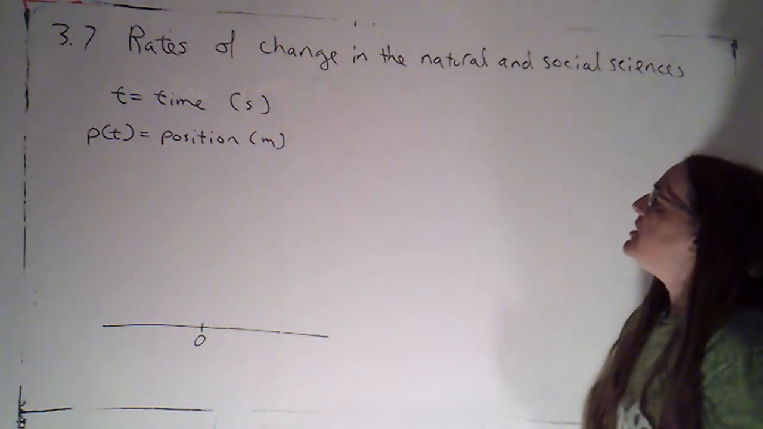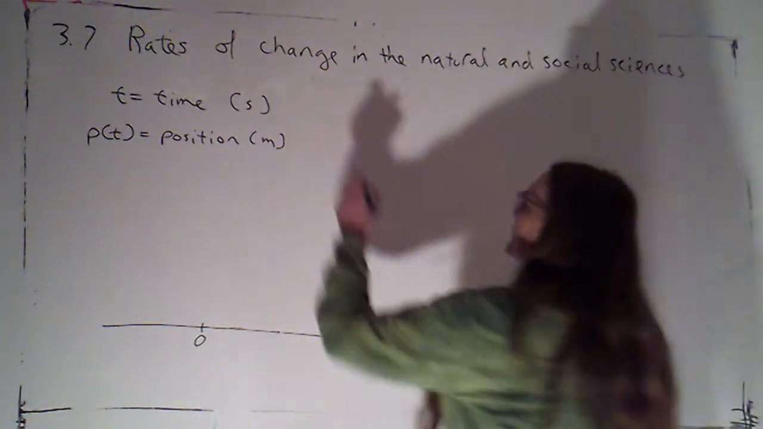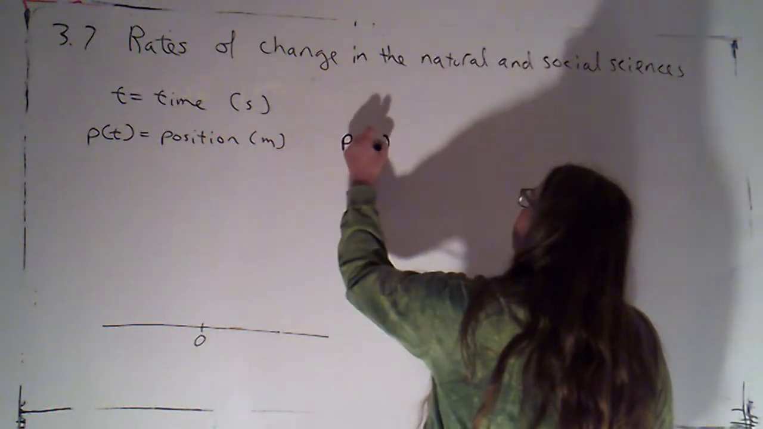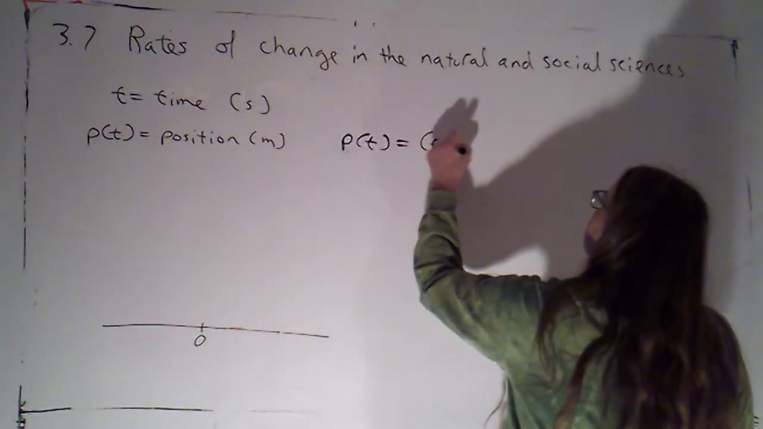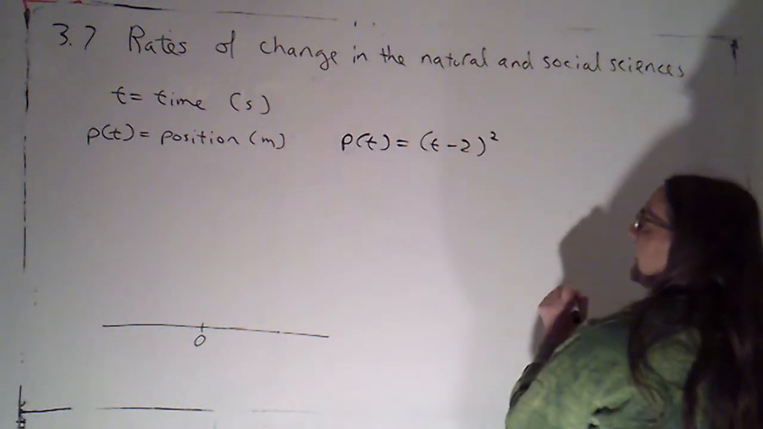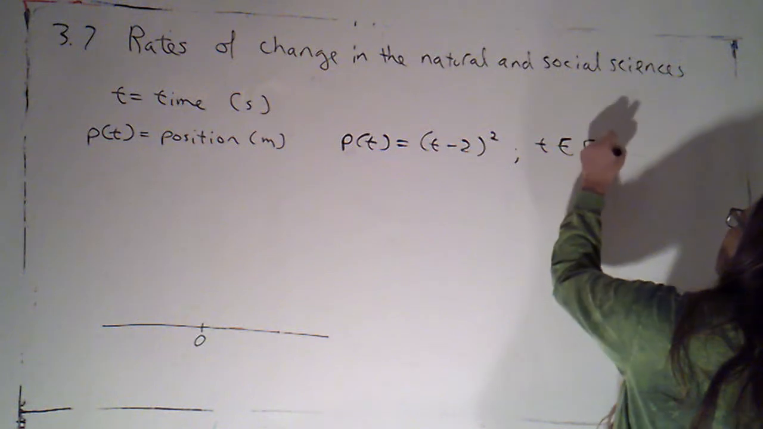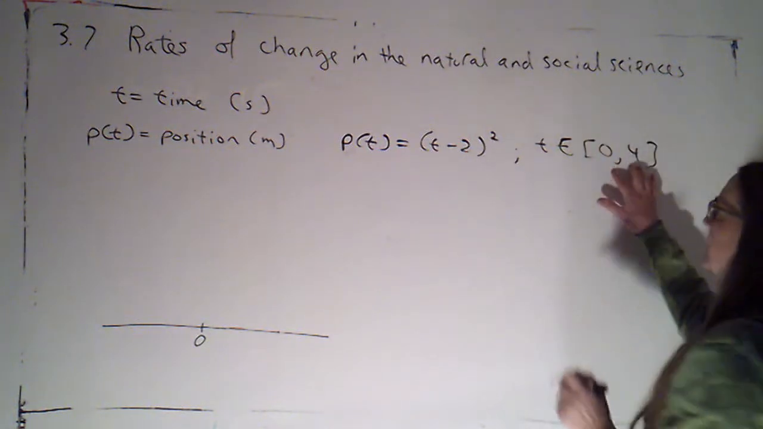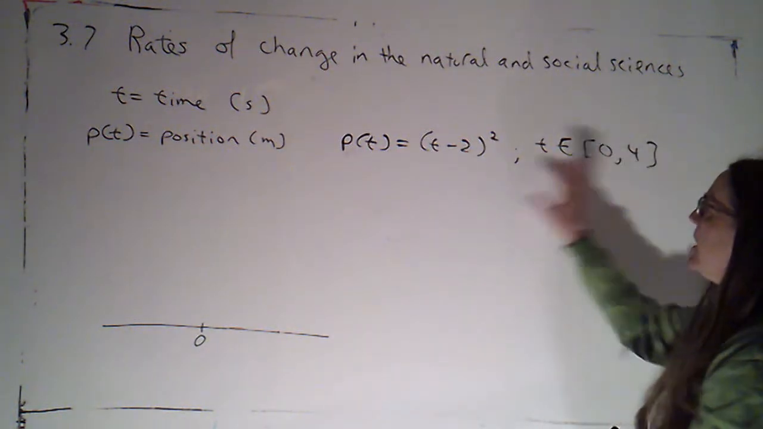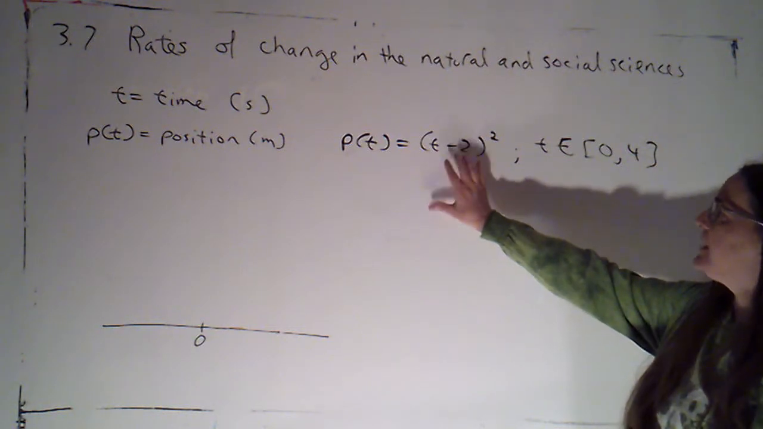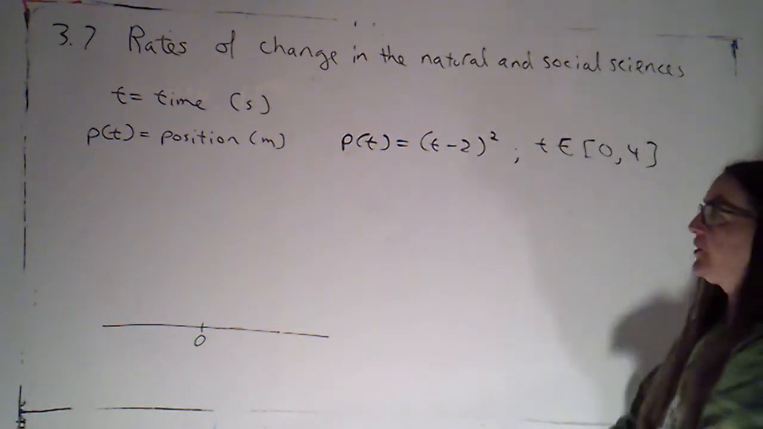Okay, so I'm going to just work out with an example. Let's suppose that p of t is (t minus 2) squared, and I'm going to be concerned with just the time interval from 0 to 4. So a 4-second interval studying a particle that's moving in this manner.